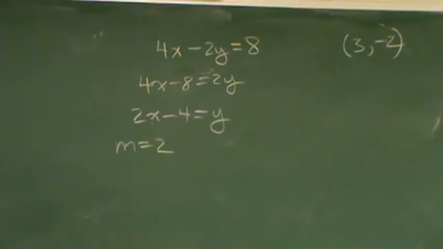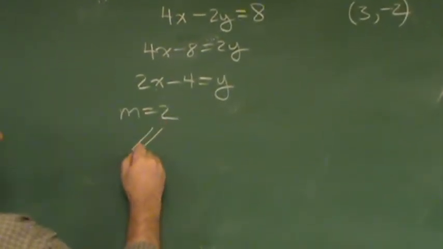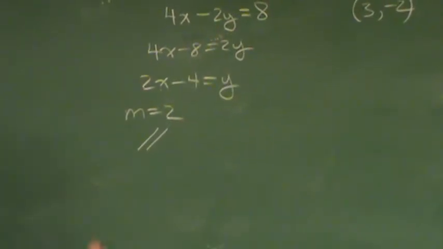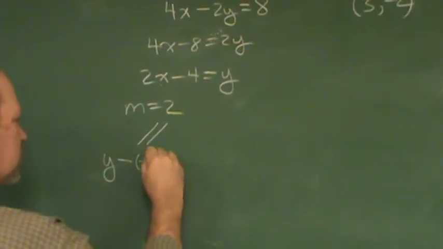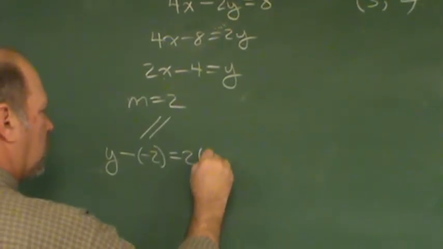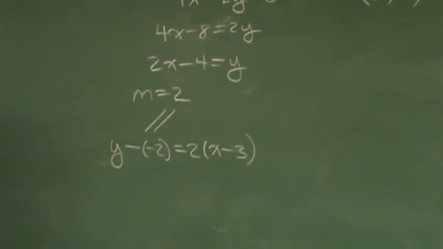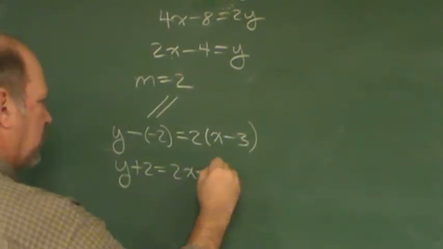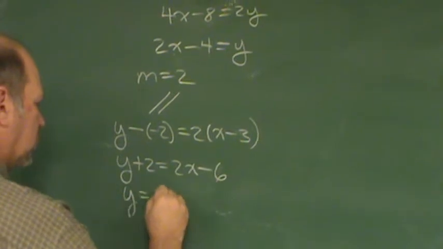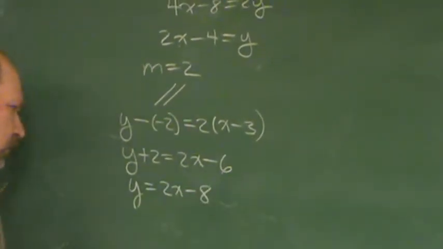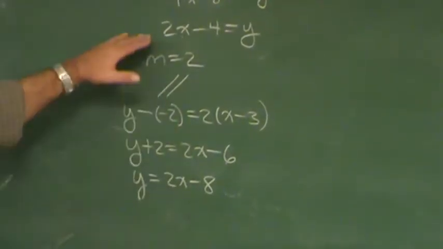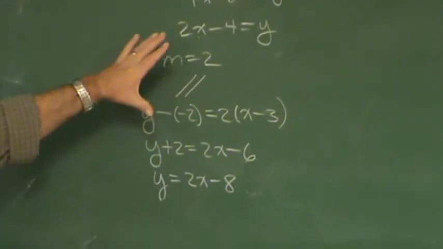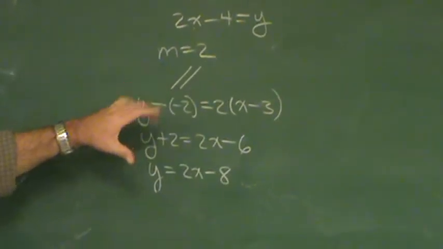Now, if I want the equation of the line that's parallel, then it's going to have a slope of 2 also. The equation of the line is going to be y minus 2 equals 2 times the quantity x minus 3. Solve that for y, we get y plus 2 equals 2x minus 6. So y is equal to 2x minus 8. And if you graph these two lines on your calculator, y equals 2x minus 4 and y equals 2x minus 8, you can see that these two lines are parallel.